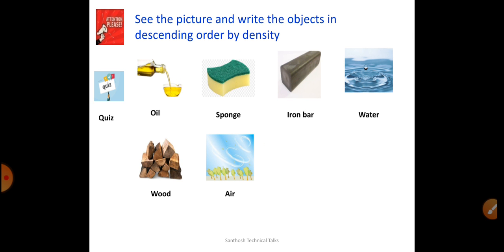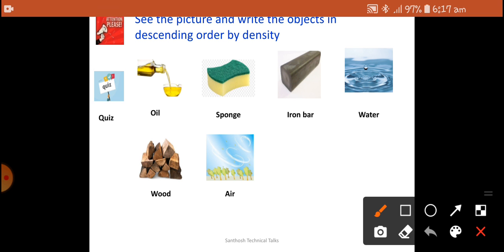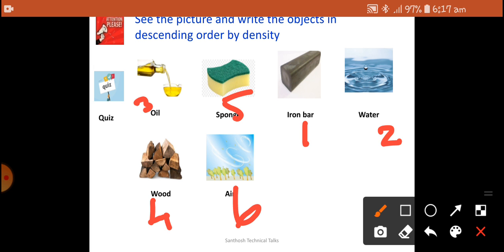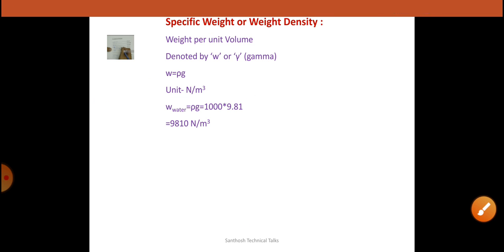For better understanding, if you are able to answer this, you can understand density better. Here we have six components: oil, sponge, iron bar, water, wood, and air. We have to arrange them in descending order from high density to low density. Iron bar is number one, water is number two, oil is number three, wood is number four, the sponge is number five, and the air is number six. Like that, we can arrange by means of the density.